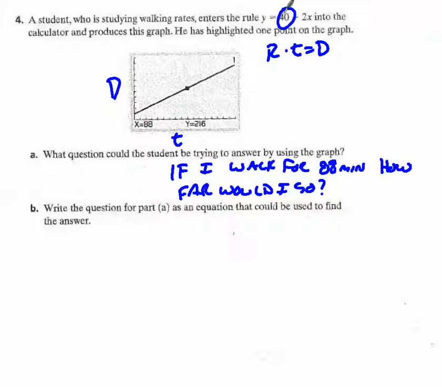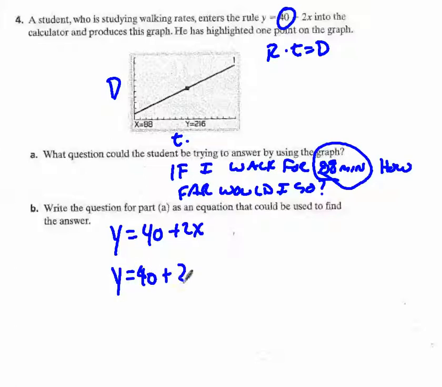Write the question for part A as an equation that could be used to solve the answer. So we know the equation is y is equal to 40 plus 2x. And I'm just using what was in the problem. And so we want to go 88 minutes, right? And x is going to be minutes, because that is the independent variable. So y is equal to 40 plus 2 times 88.